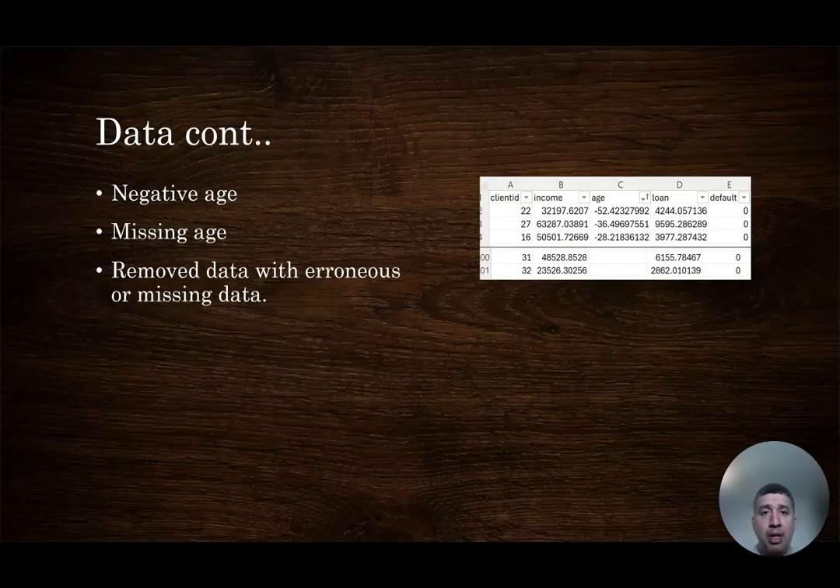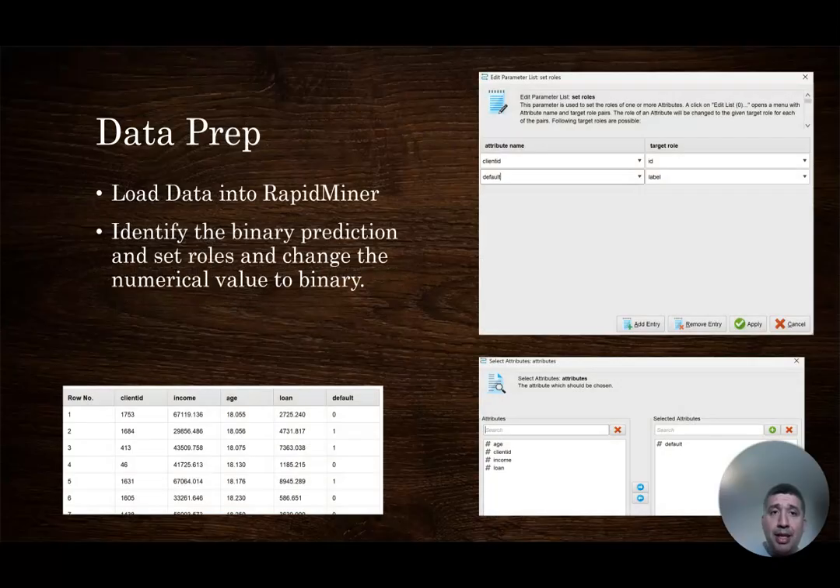If we tried to use this data, it would inaccurately predict it. It would try to use a negative 52 age to determine. It would not be accurate to use this data. So we did remove that data prior to processing that.